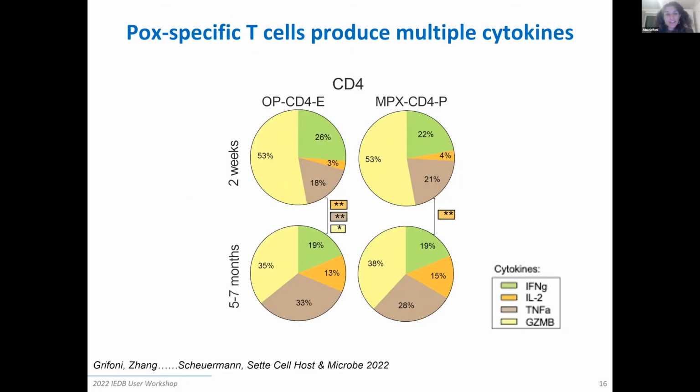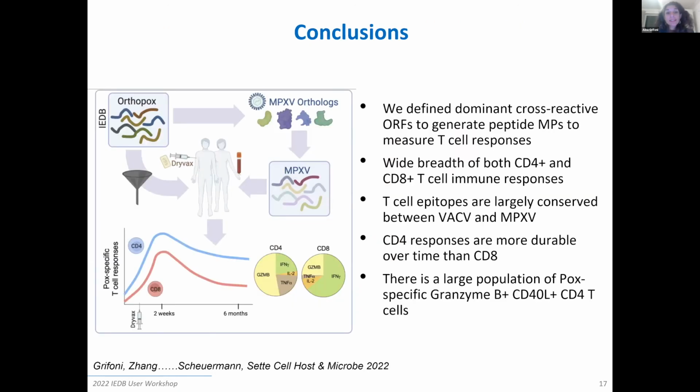Finally, and this is much more of a scientific point, we were interested in understanding the quality of the response, and we found that there was a multiple cytokine response, both when we look at vaccination and cross-recognition of the monkeypox pool, with an interesting prominence of granzyme B in the CD4 T cell response, therefore suggesting maybe a contribution of CD4 CTL responses in the context of Orthopoxvirus T cell response.